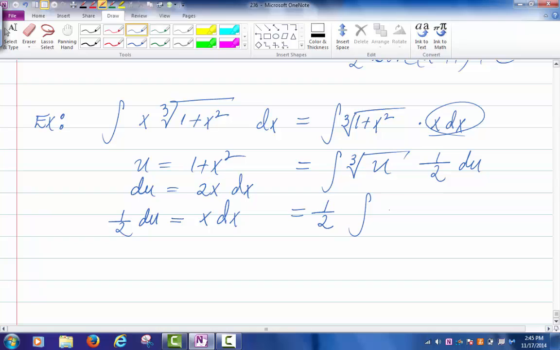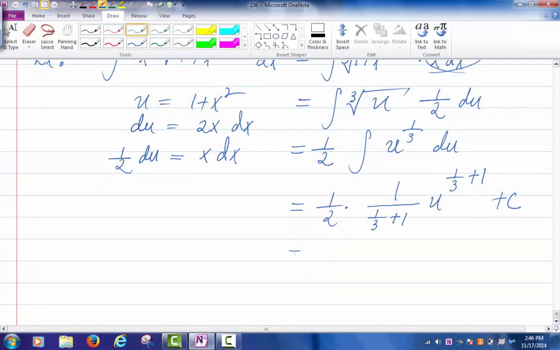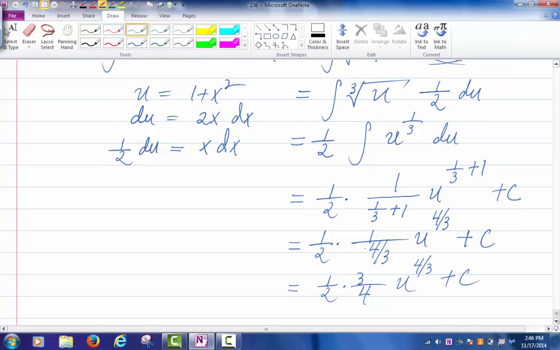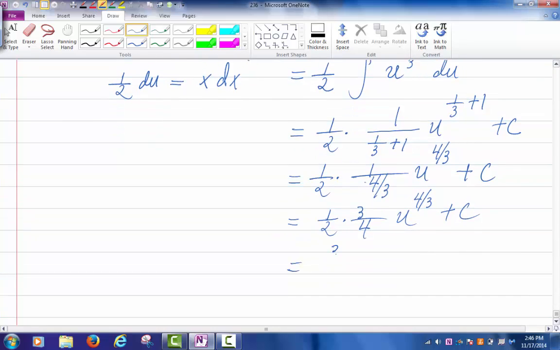And what is the meaning of cube root of u? Cube root of u is u to the 1/3. So I took out the half outside the integral, and then we apply the power rule, right? So this would be 1 over 1/3 plus 1, u to the 1/3 plus 1. That's by the power rule. And this is half times 1 over what? 4/3, right? u to the 4/3 plus c. And this would be half times 3/4 u to the 4/3 plus c. And then this is 3/8 u to the 4/3 plus c.